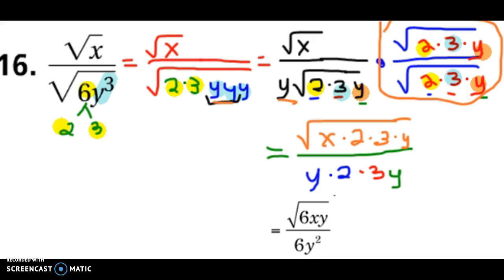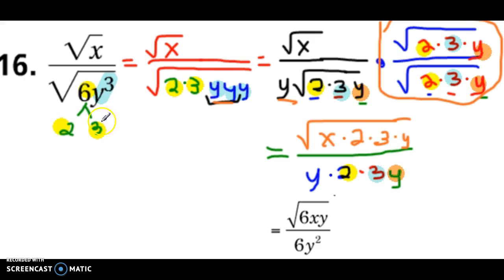So I'm going to go ahead. I have a set of 2's that come out. That's how I got that 2. I have a set of 3's that come out. That's how I got that 3. I have a set of y's that come out. Now that's how I have that y.